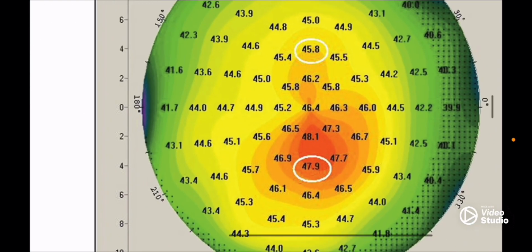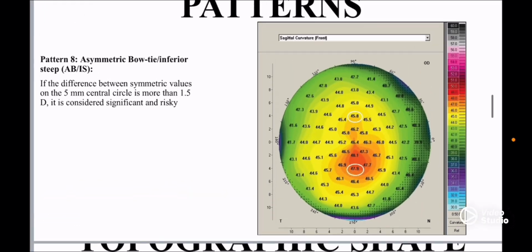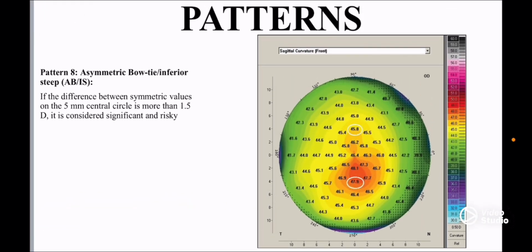Now we can see over here that this is the center of the cornea, which is 46.4. Then the circle with 46.3 on one side and 45.2 on another side is the 3 mm circle. So the circle outer to this will be the 5 mm circle. So let us consider two symmetrical points to be 45.8 and 47.9 as circled in this image. So the difference comes out to be 2.1. So it is more than 1.5. So it is asymmetric bow tie with inferior steep.